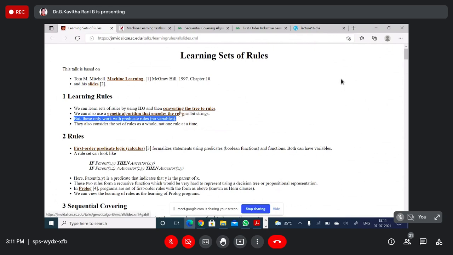But here, in case of learning set of rules, we will be using different variables to frame the rules. They also consider the set of rules as a whole, not only one rule at a time. So here, we will not consider all the rules at a time. First we consider one rule and we generate the hypothesis. Again, we generate one more rule which is connected to the before one. Then we generate the result. Likewise, this is in case of learning rules.